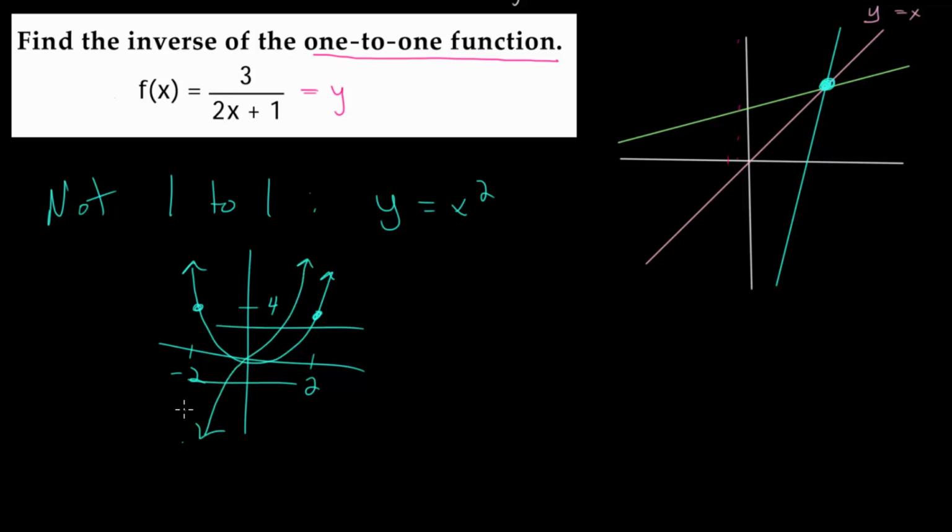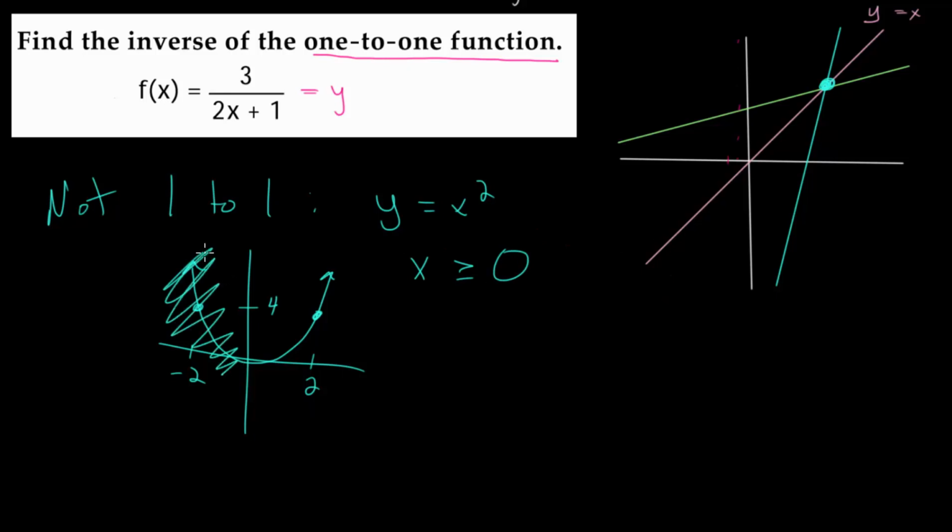Anywhere you draw a horizontal line, it only passes through once, meaning that the cubic is one-to-one and therefore invertible, but the parabola, the quadratic, is not one-to-one. If we wanted to find its inverse, we would have to restrict the domain and say that x has to be bigger than or equal to 0, essentially cutting off this left half part so that the horizontal line test starts to work. So that's the process.